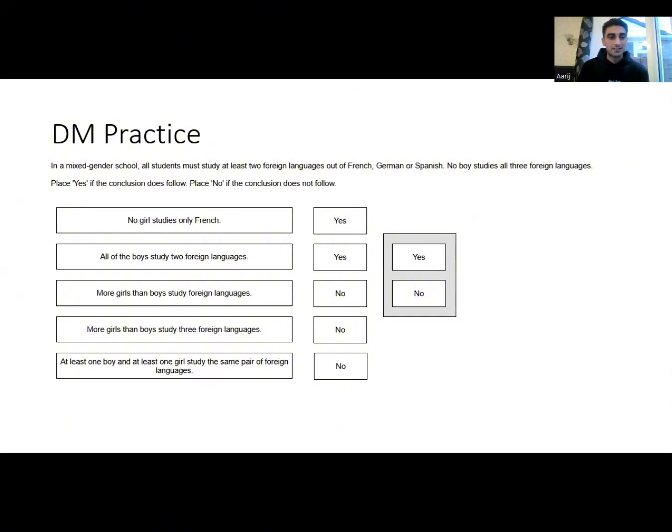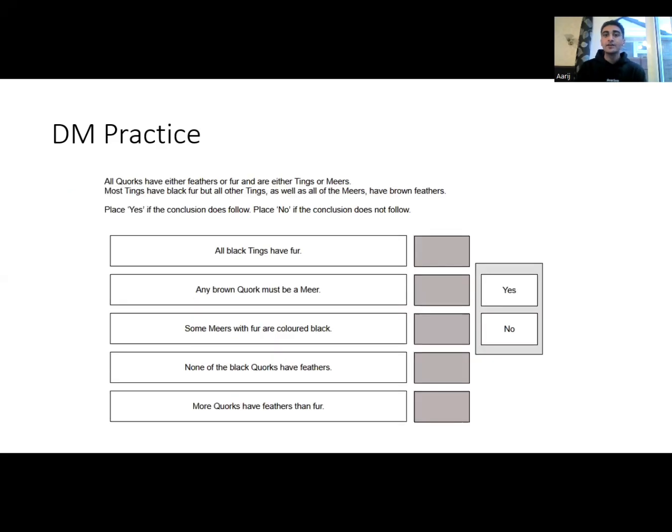And then the very last statement given is at least one boy and at least one girl study the same pair of foreign languages. Again, this is what I was talking about at the very start of the webinar, in the decision-making section, that decision-making is very logical. The reason I've gone for no for this is you can infer, but it's not explicitly stated in the question, is it? So for this, you've just got to put no, because we don't have any information for it. A top tip, again, for decision-making is to only use the information given in the stem. Don't use any prior knowledge and don't try to infer any information. Just use what's given.